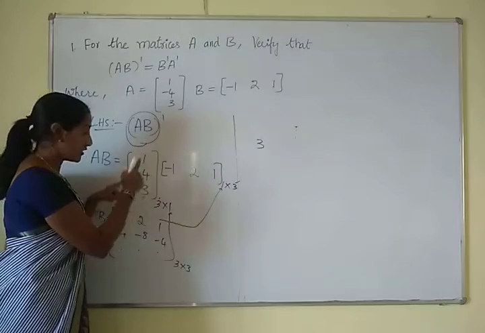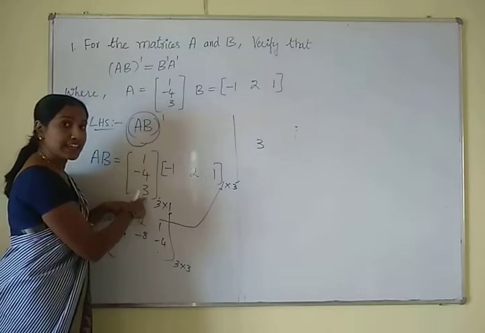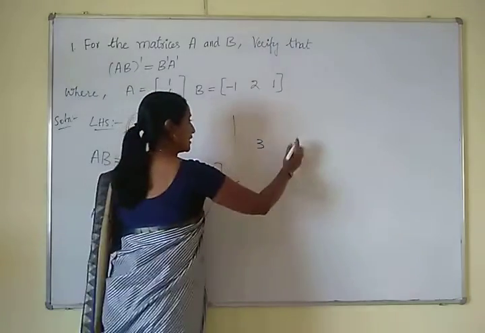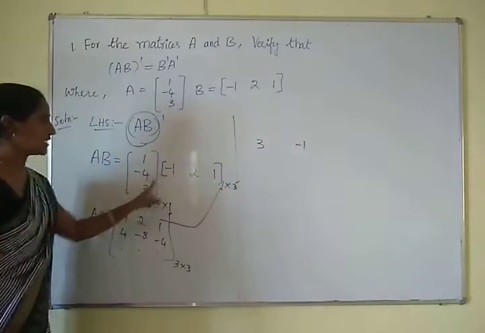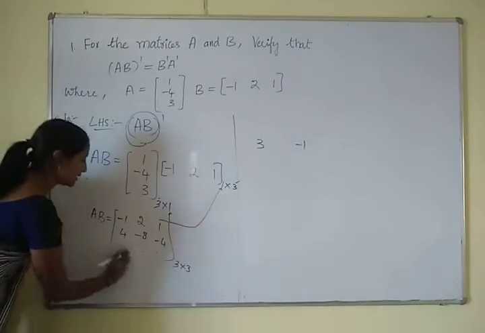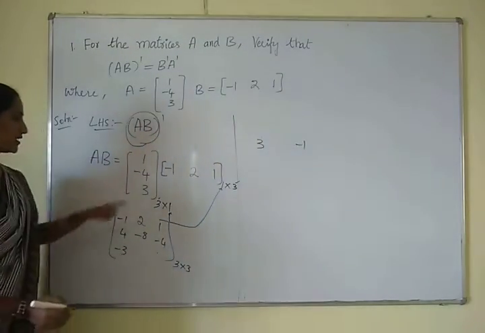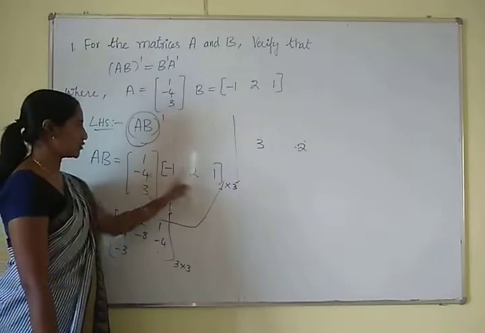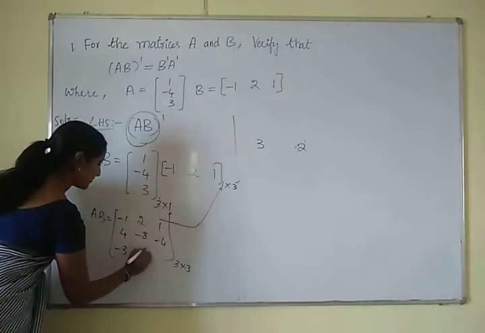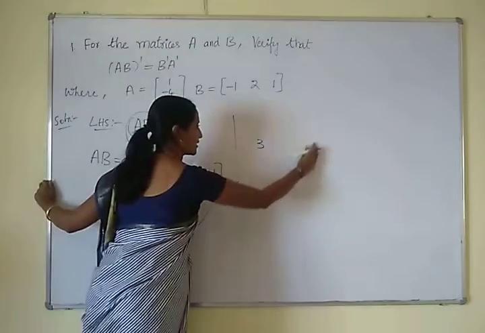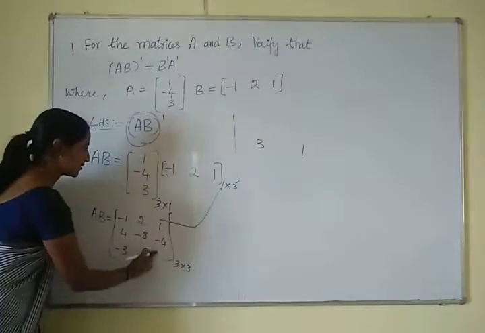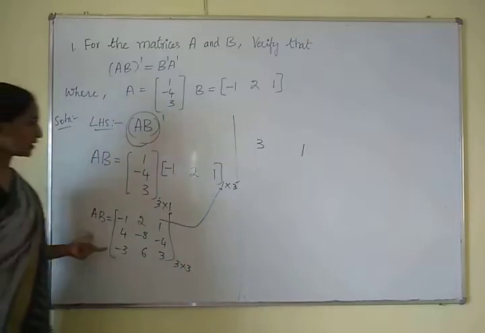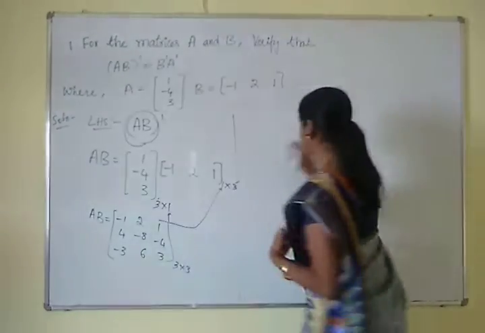Again here also, we will take the third row. That is 3. Again here we have only one single element. Let's multiply with the columns. That is minus 1. 3 into minus 1 is minus 3. And 3 into 2. So take out the second column now. 3 into 2, 6. Take out the third column. That is 1. 3 into 1, 1. Clear? So this is how we should multiply the matrices.